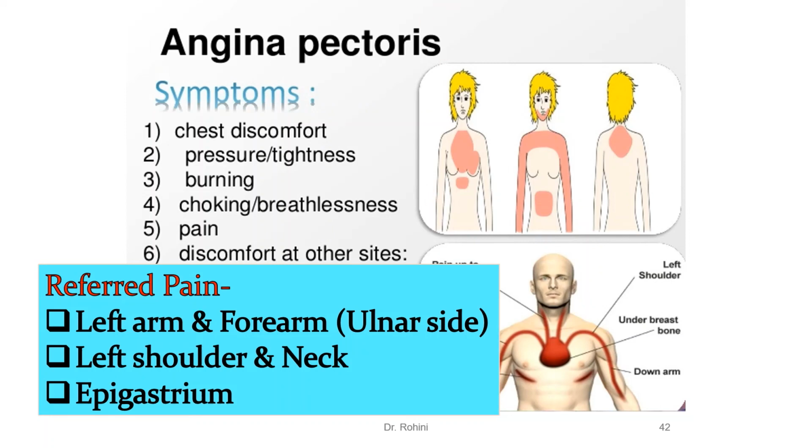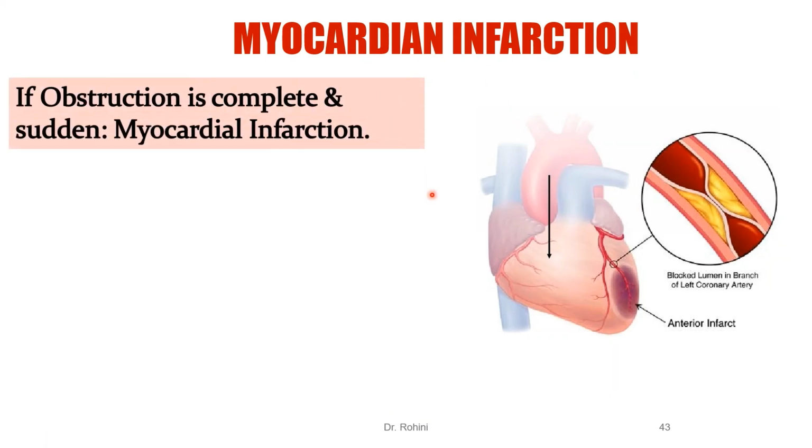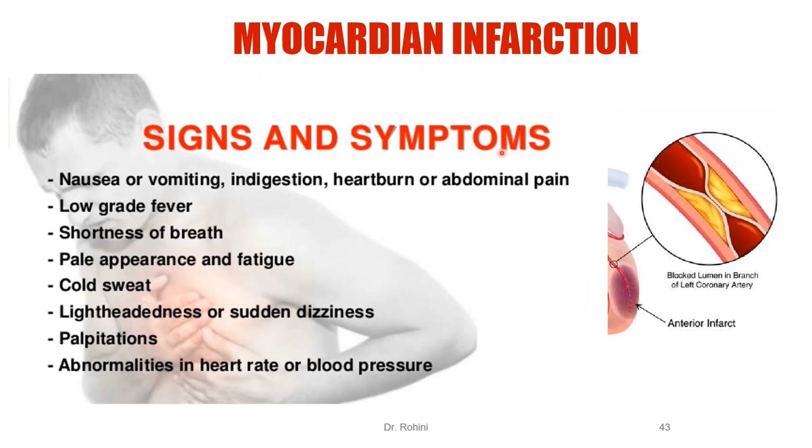Now if the occlusion is complete and sudden, it leads ultimately to loss of blood supply and ischemia of a particular area of the heart, and that is called myocardial infarction. The symptoms will be more aggressive. There can be low-grade fever also, nausea, vomiting, heartburn, abdominal pain, shortness of breath, cold sweat, lightheadedness, palpitations, abnormalities in heart rate or blood pressure. So the more severe condition is the myocardial infarction.